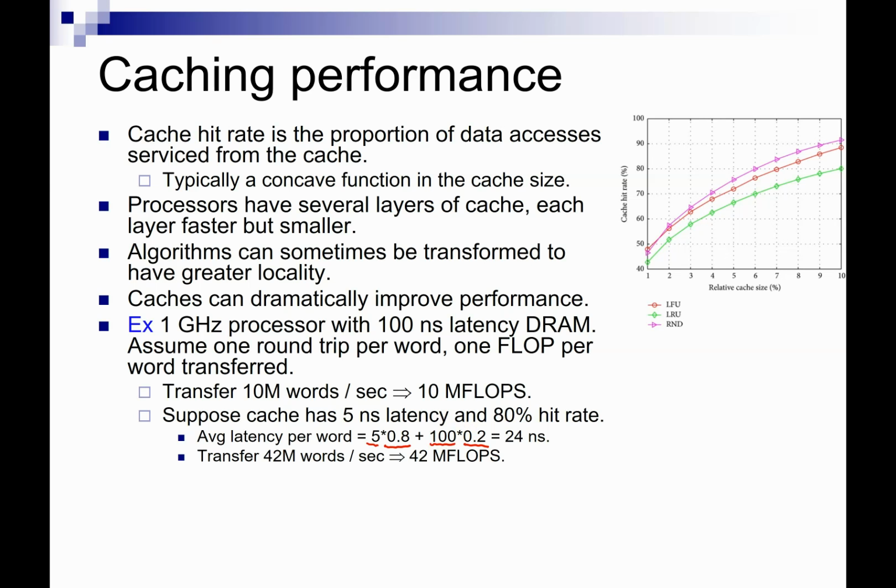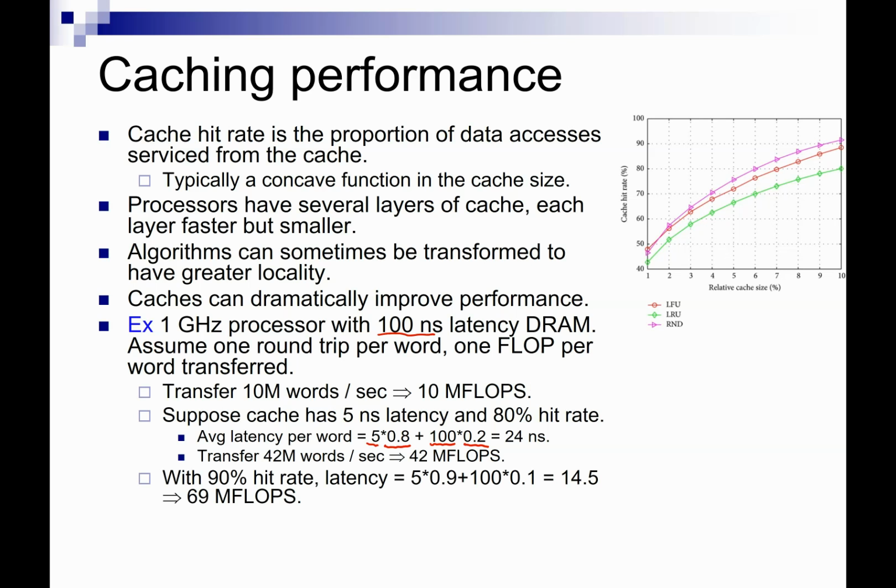So instead of always taking 100 nanoseconds, we're now taking 24 nanoseconds. That means that in 1 second, you can fetch about 42 million words, so you can get 42 megaflops of performance. That's about 4 times better than if you don't have the cache.